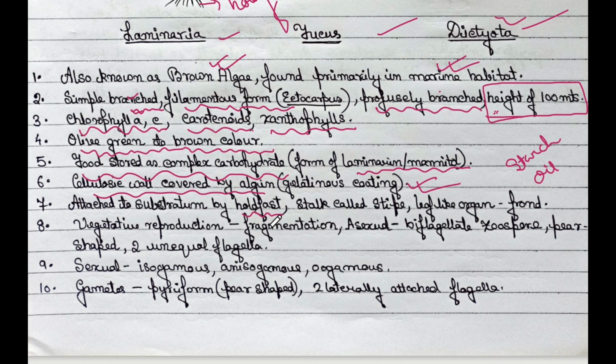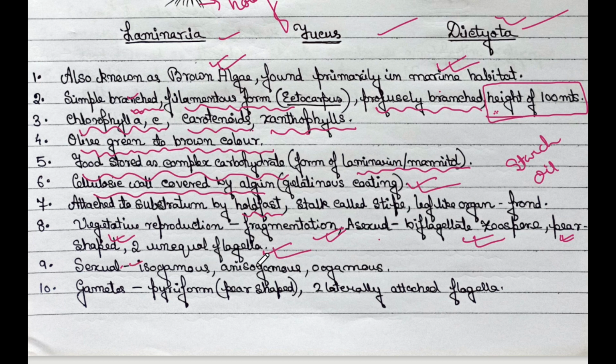Again, its reproduction can happen through the vegetative way by fragmentation, and the asexual way by biflagellate zoospore. Here it will be a biflagellate zoospore, which is pear-shaped, and the flagella will be two unequal flagella. So what are the points that we should remember here? In Phaeophyceae, asexual reproduction is through biflagellate zoospore, and the flagella will be unequal and the zoospore will be pear-shaped.